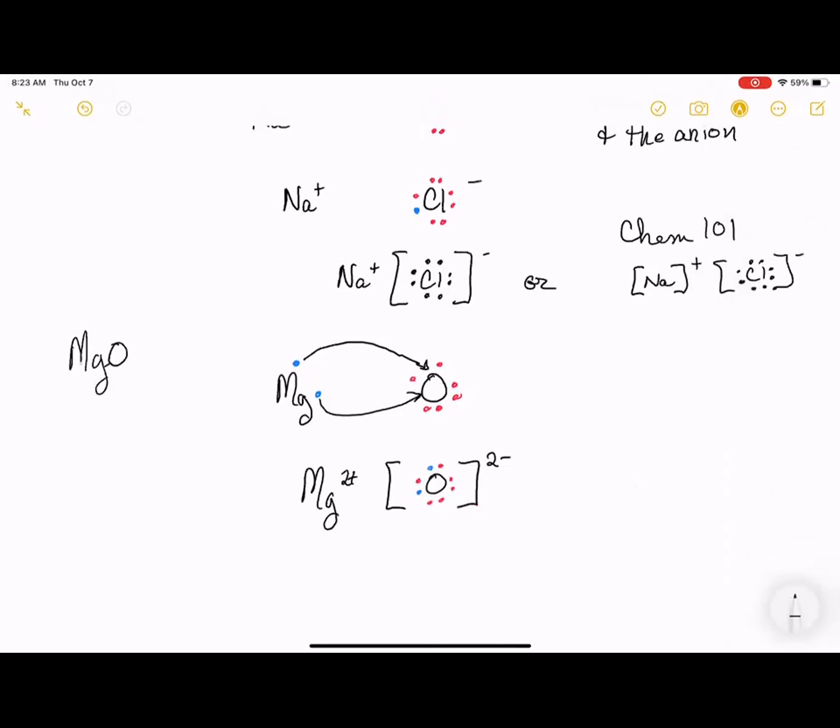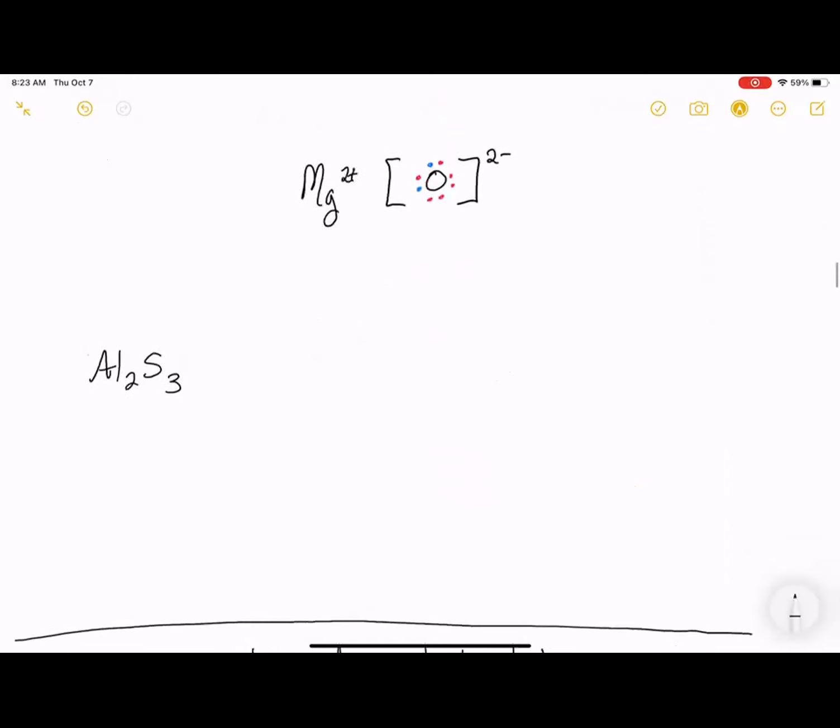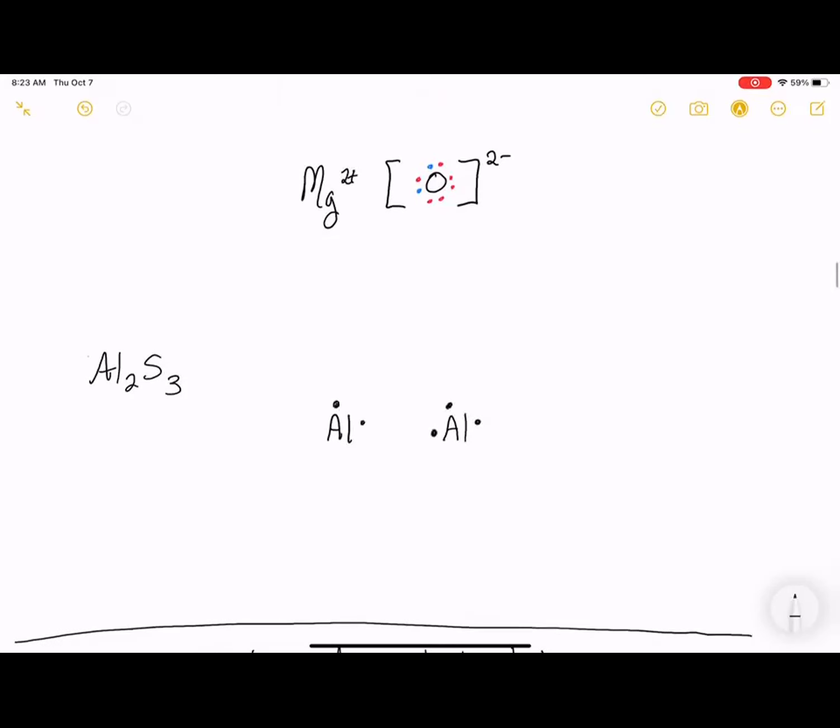Let's look at one more example. Let's look at aluminum sulfide. So in aluminum sulfide, you have 2 aluminums, and aluminum is in group 13, the last digit is 3, so you have 3 valence electrons each. And you have 3 sulfurs, which is in group 16, the last digit is 6, so it has 6 valence electrons each.